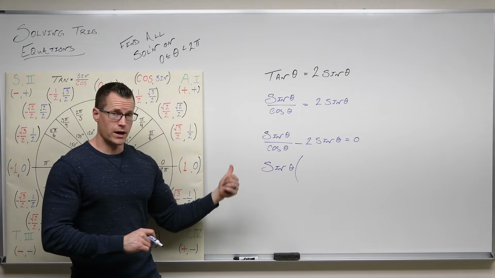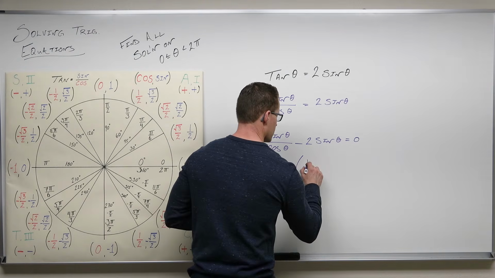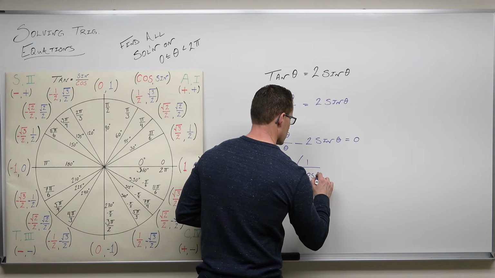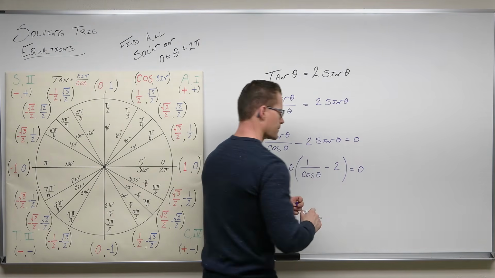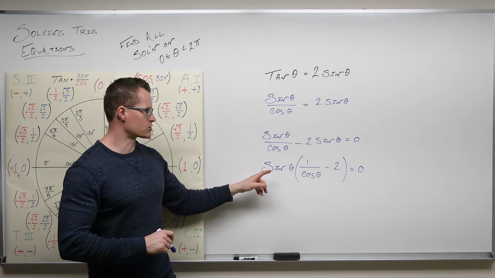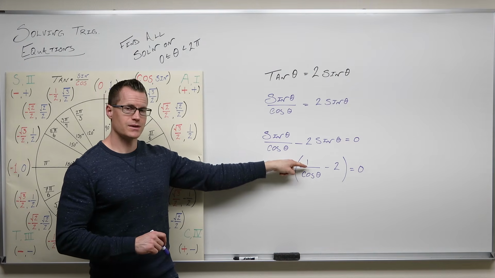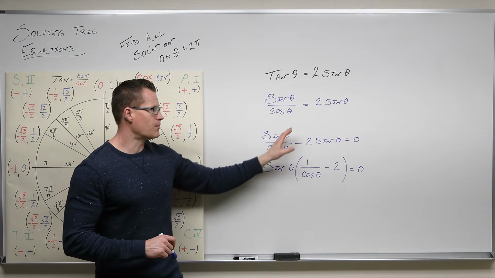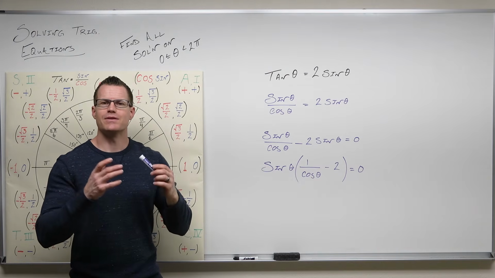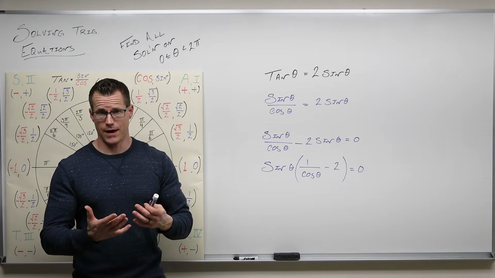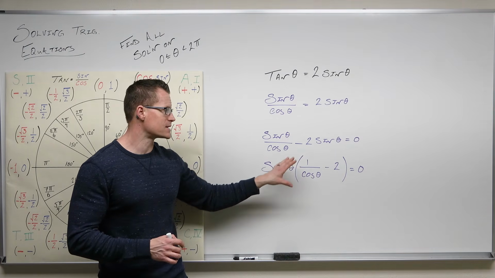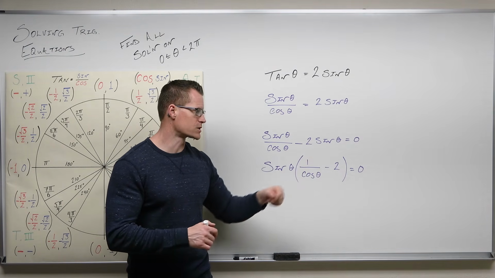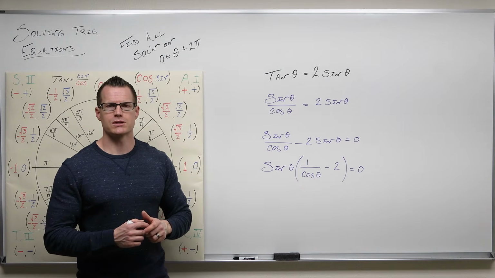we get 1 over cosine theta minus 2. And we can verify that by distributing. This would give us sine theta over cosine theta, hence the tangent, and minus 2 sine theta. And this is beautiful. This is why we like to factor, because this now created a zero product property for us. We have sine theta times this other term that equals 0. Let's set both of them equal to 0.